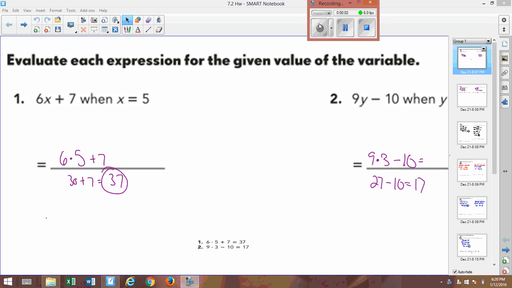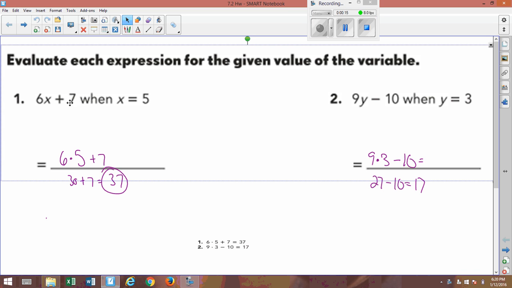Okay, guys, this is the 7.2 homework. Evaluate each expression for the given value of the variable. Basically, it's just asking for substitution. So when you have 6x plus 7, you rewrite it as 6 times 5 plus 7. And what I did here is I went 6 times 5 is 30, plus 7 is 37.